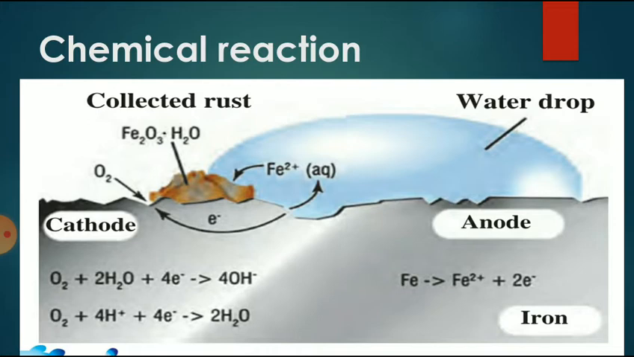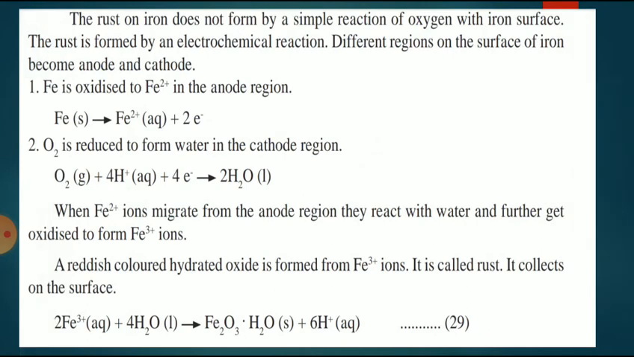First of all, Fe is oxidized to Fe2O3·H2O on one part of the iron surface, while oxygen gets reduced to H2O in another part of the surface. Different regions on the surface of iron become anode and cathode. Therefore, this is an electrochemical reaction. Now let us see this reaction step by step.